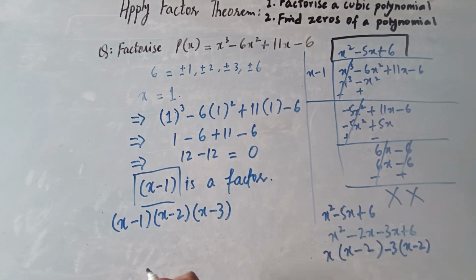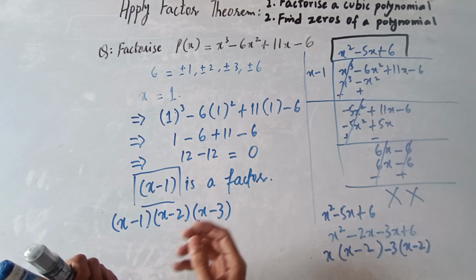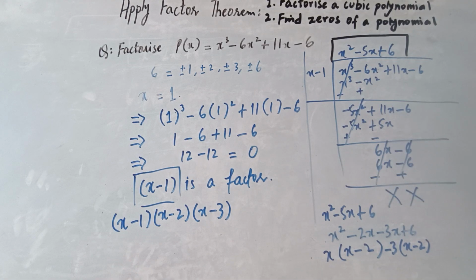And again, if you want to check your solution is correct, what you can do is multiply these three factors, and you will get this particular polynomial again after expansion. So this is how we apply factor theorem to factorize a cubic polynomial.